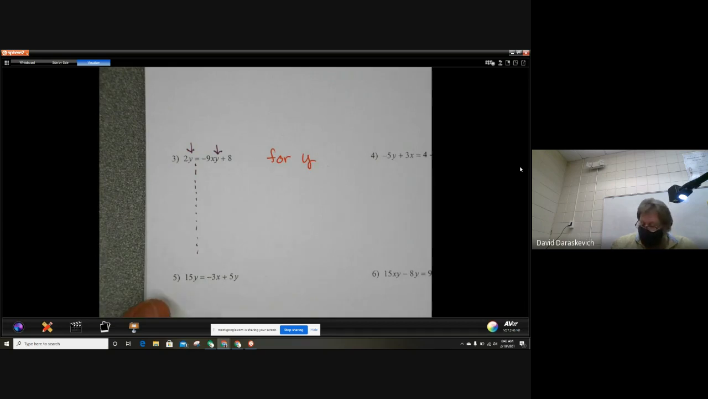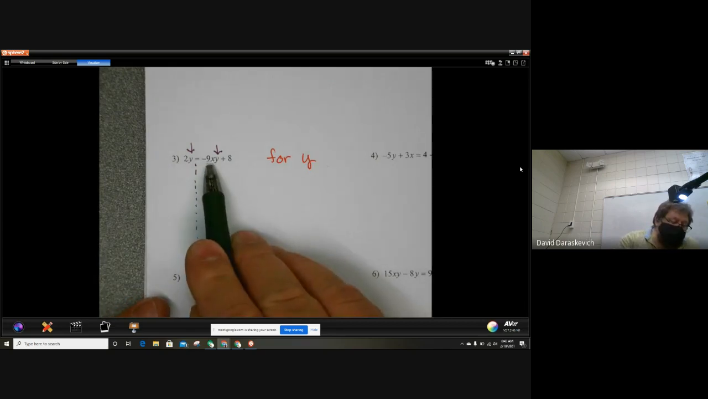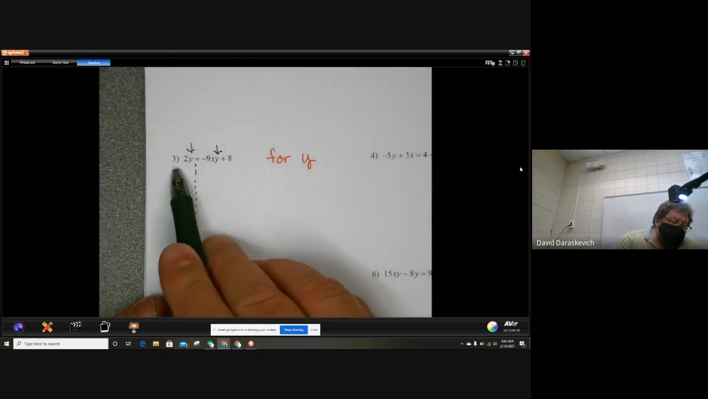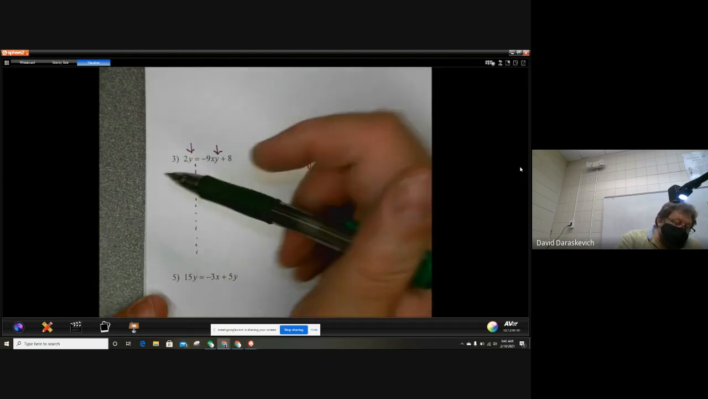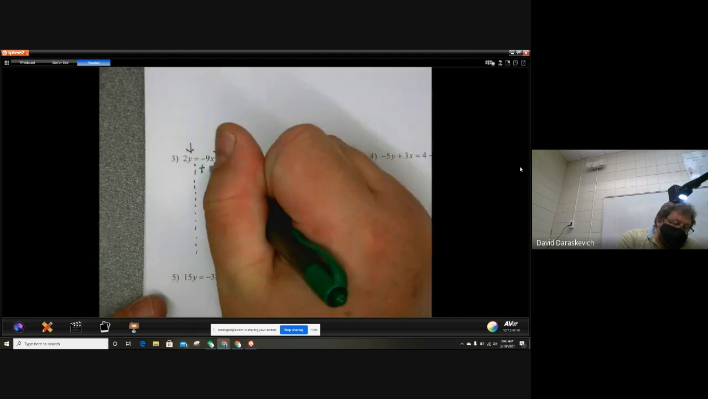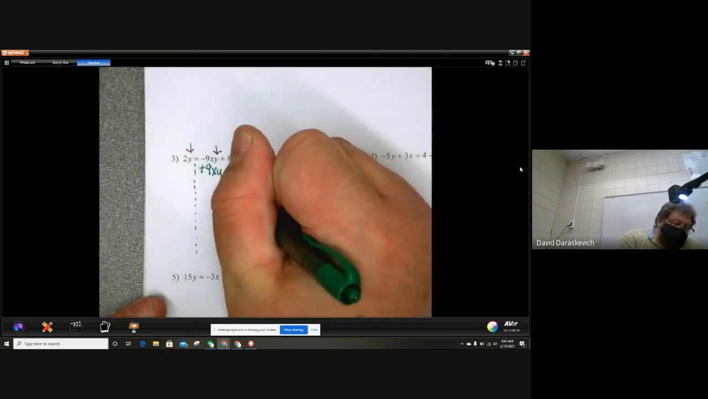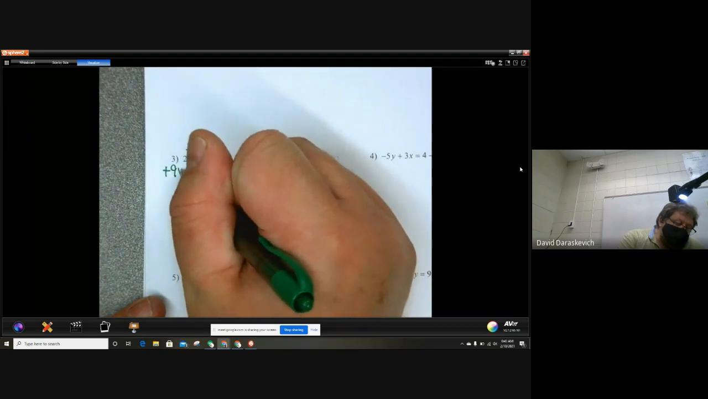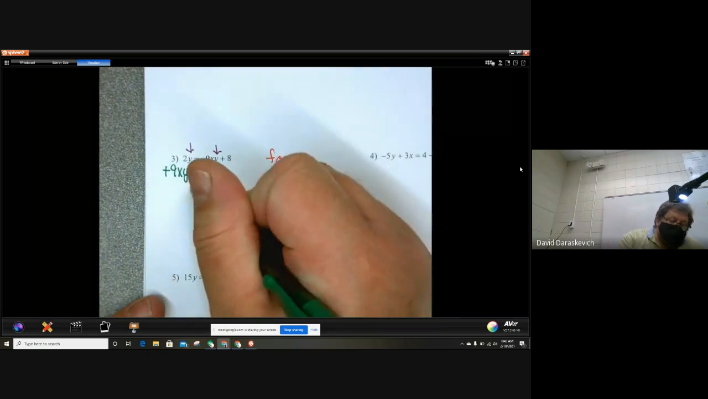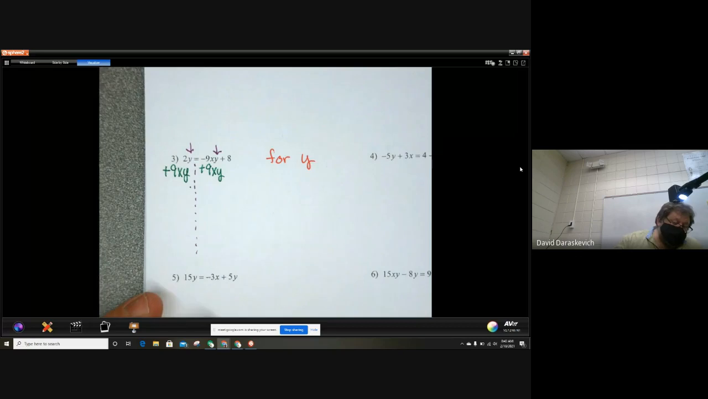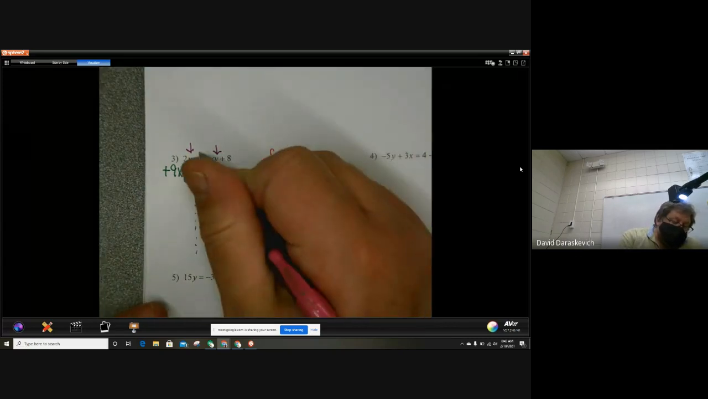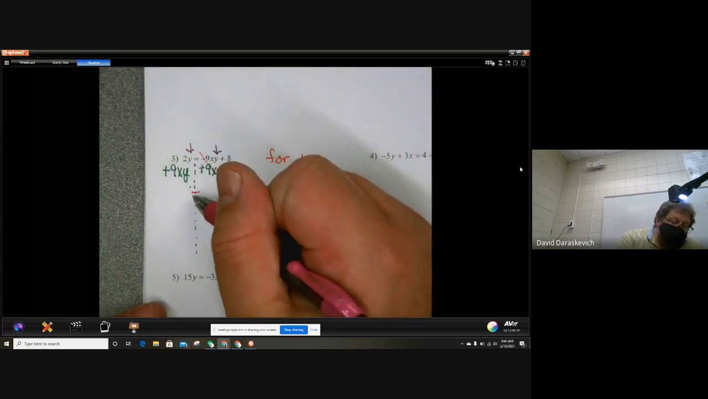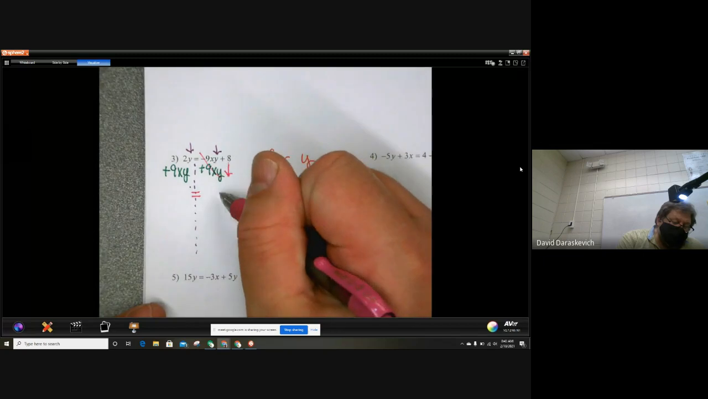Okay? So I'm going to get this negative xy term over here, mainly because it'll make it positive. And I like positive numbers. Okay. So this adds up to 0. I'm going to bring down my plus 8.